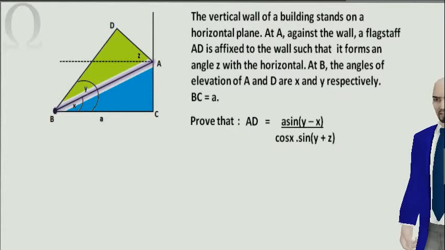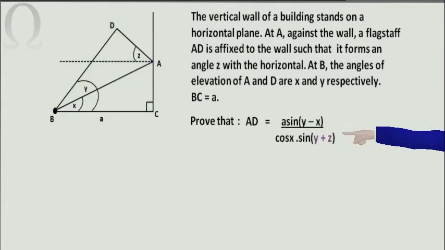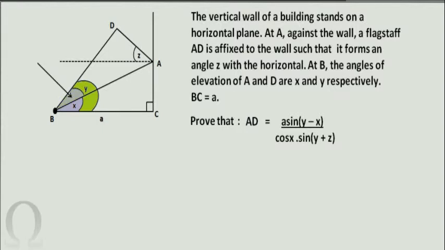Looking at the problem, there is an angle Y minus X and an angle Y plus Z. Before continuing, we need to ensure that the diagram depicts these angles. The angle of elevation of A from B is X, and the angle of elevation of D from B is Y. Thus, the gray shaded angle is the difference between Y and X, which is Y minus X. In triangle ABD, we have an angle Y minus X and an angle X plus Z. Thus, the angle Y plus Z will be derived from this triangle.